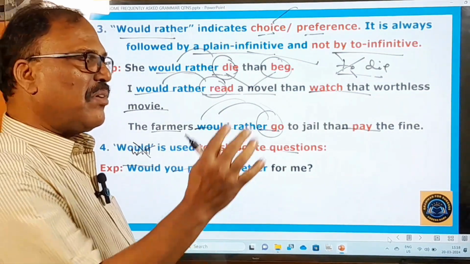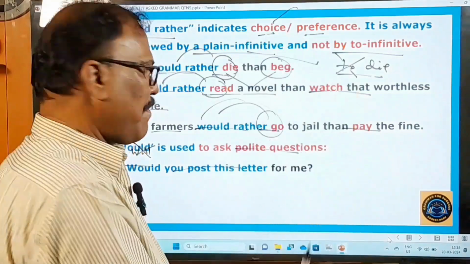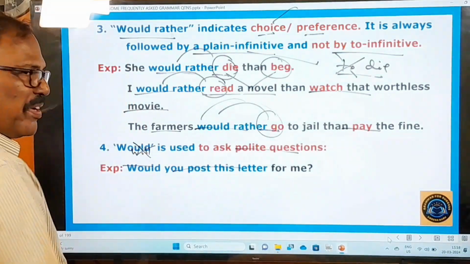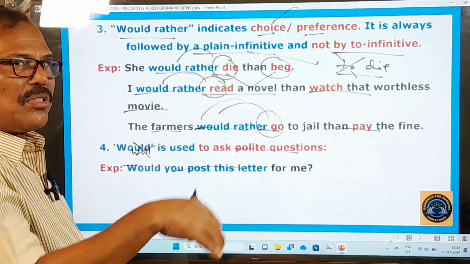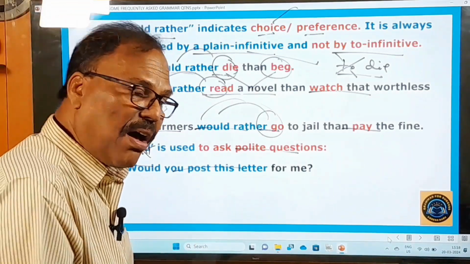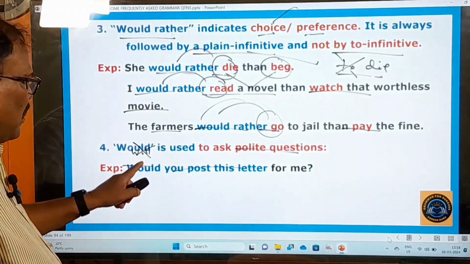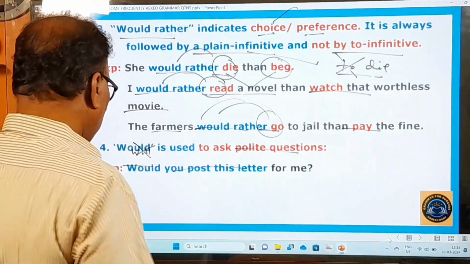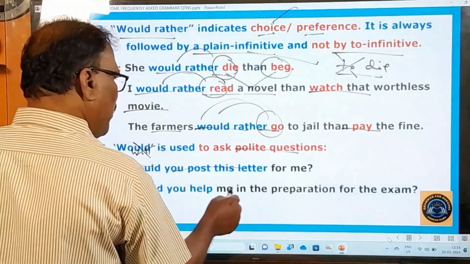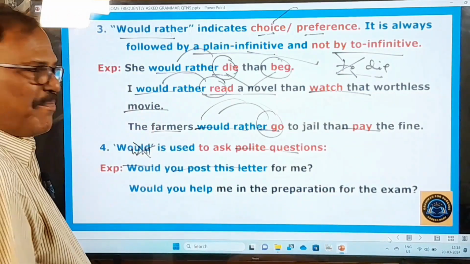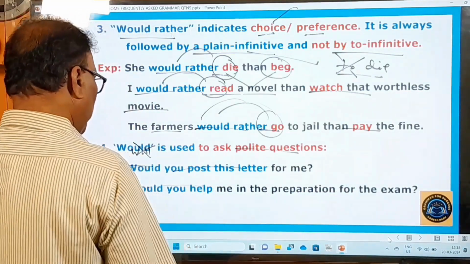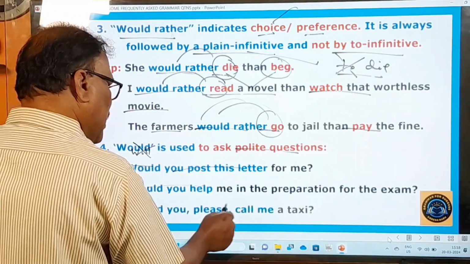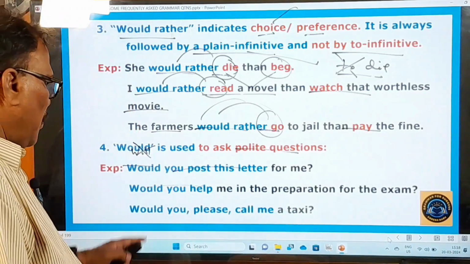So would you post this letter for me? Ee letter nu na kosam post chesi pedtara. If you say, will you post this letter for me, then what does it mean? Ee letter na kosam post chesi pedtava, singular. Less polite. Pedtara, plural. More polite, like that. Okay, and would you help me in the preparation for the exam? Would you help me? And here, would you please call me a taxi? Would you please call me?